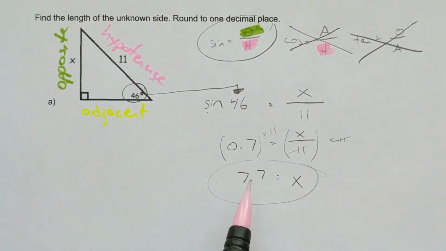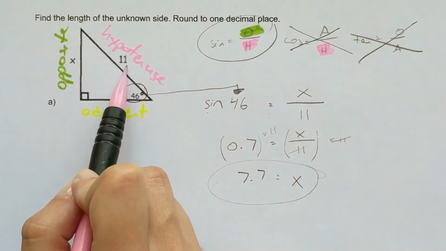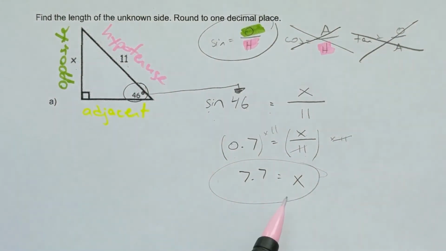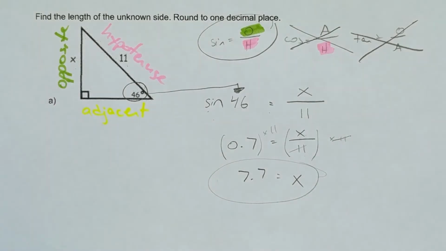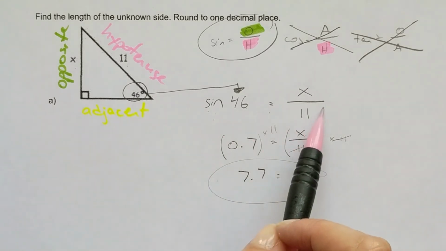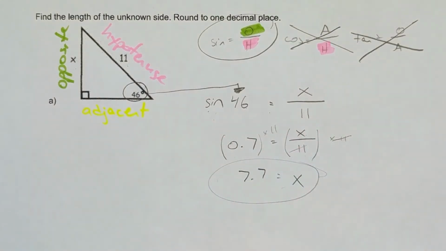And so we just managed to figure out, using a length and using an angle, what another length was. Okay? First thing, we picked our ratio, then we wrote our equation, and then we solved for x. Very straightforward. Let's do 2 more examples.